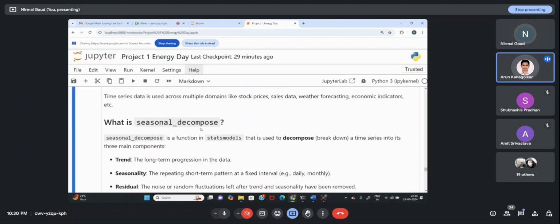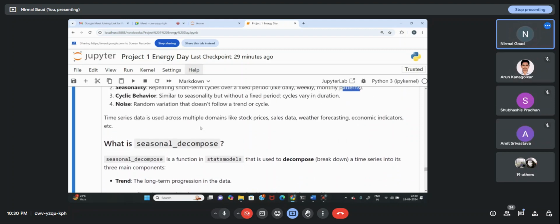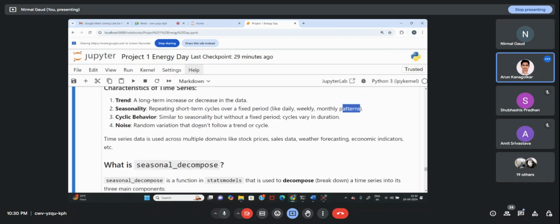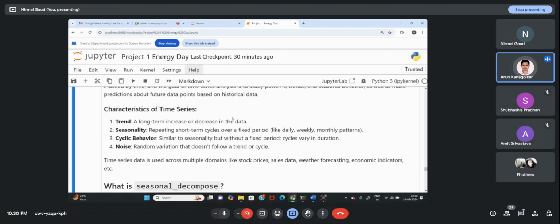Upward trend, downward trend, and constant trend are also included. Trend can be of any type. It depends upon how you explore more about the data. It's a behavior.